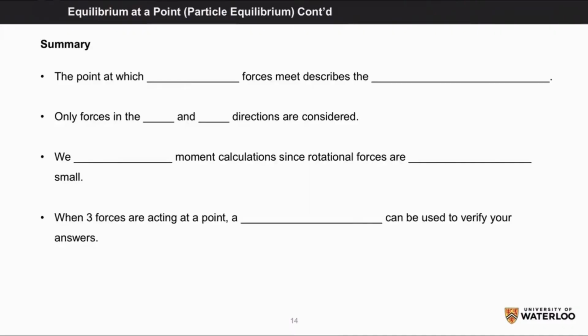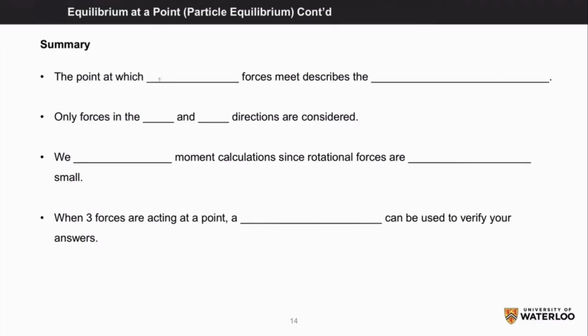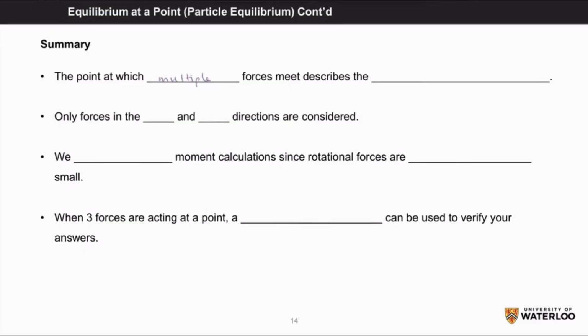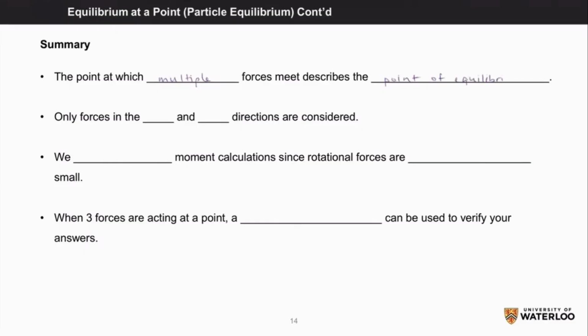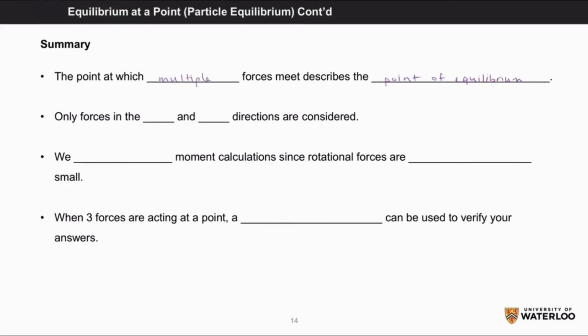To summarize the content of this lesson, there are a few blanks on this slide that I'd like you to try filling out on your own before seeing the answers. In particle equilibrium, the point at which multiple forces meet describes the point of equilibrium. Generally, this point is also the body of study when it comes to drawing FBDs.